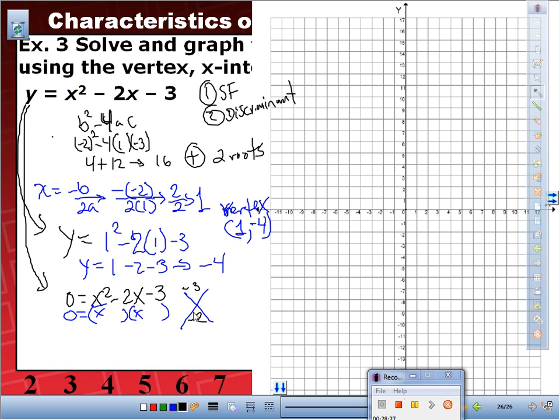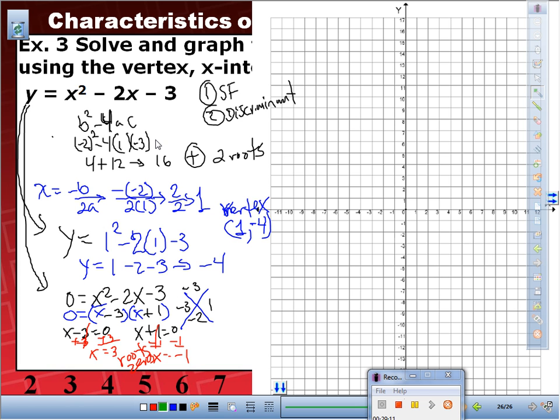So what are our factors? Negative 3 and 1. So this is x minus 3, x plus 1, and we set each one equal to 0. X minus 3 equal to 0, x plus 1 equal to 0. Let's solve. Plus 3, x equals 3, minus 1, x equals negative 1. These are my roots. Pass it to someone to help me graph. Roberto, go.